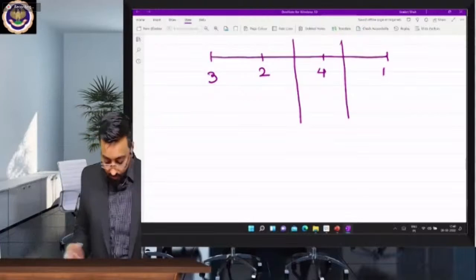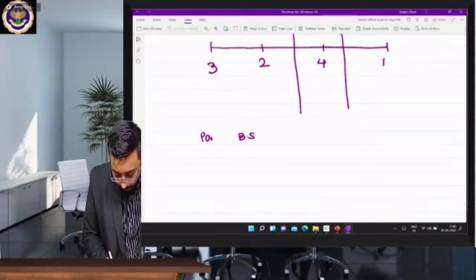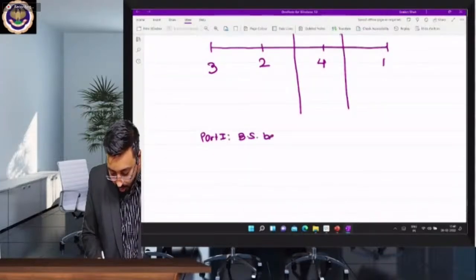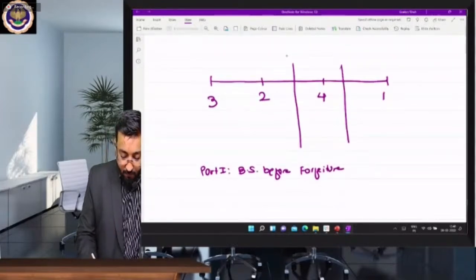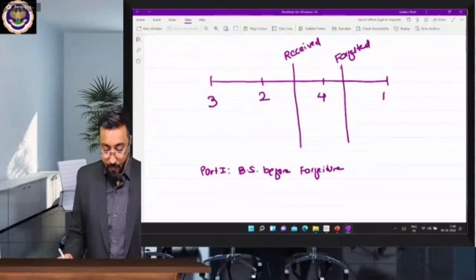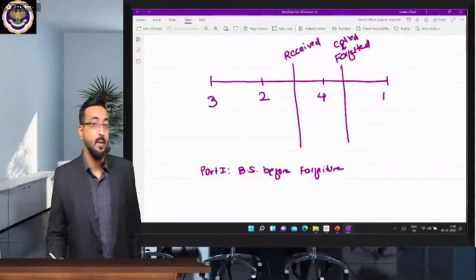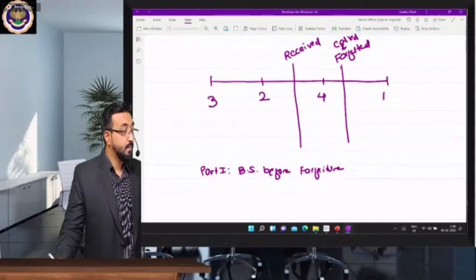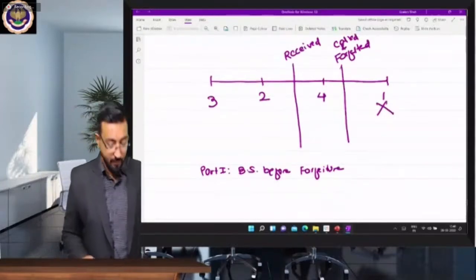Yes, part 1. What is part 1? Balance sheet. Line by line, tell me. Balance sheet before forfeiture. What does the first line indicate? Received. And what does the second line indicate? Called and forfeited. Whether 1 rupee was called? No. So we will ignore this. We will ignore 1 rupee.